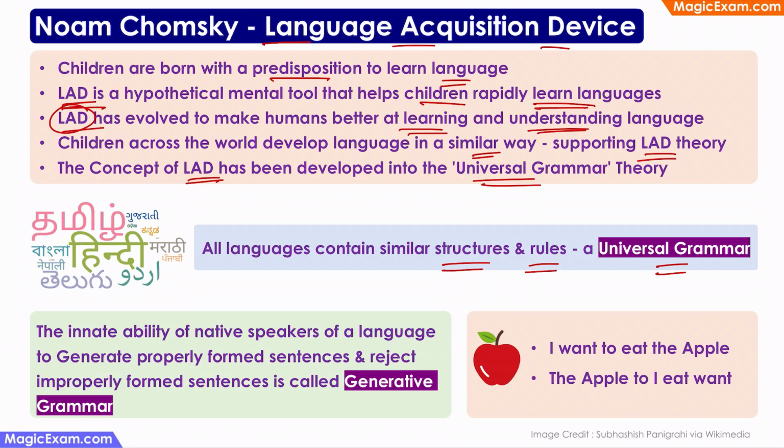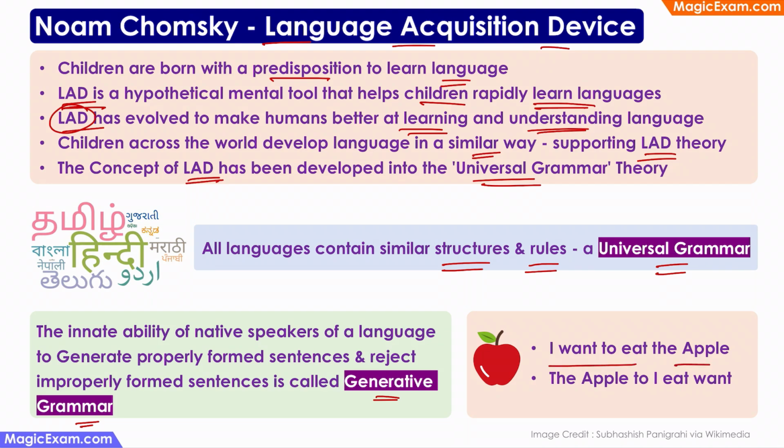And Chomsky also talks about this concept of generative grammar. That is, if you look at the native speakers of any language, they automatically seem to know how to use proper grammar and syntax. For example, a child who is just now learning to use full sentences uses sentences in a correct way. For example, a child will say, "I want to eat the apple," right?